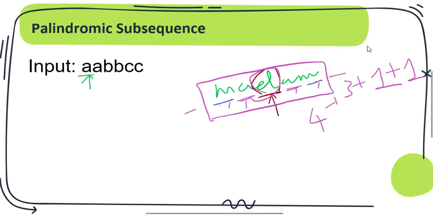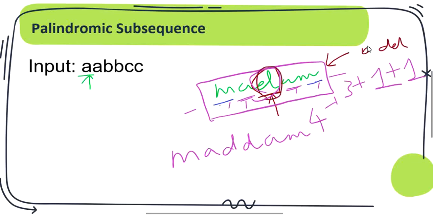Suppose the string is MADDAM. In this case you can't have a single middle character because it is of even length. In odd length you will find a middle character that's supposed to be the center of the palindrome, and from the center you will expand. In this case it is an even length string, so you cannot find a single character as the middle. In that case you will have 2 characters as the middle.